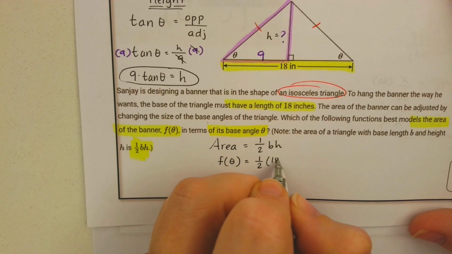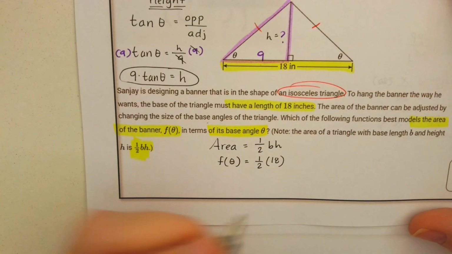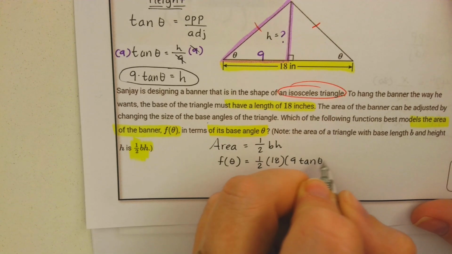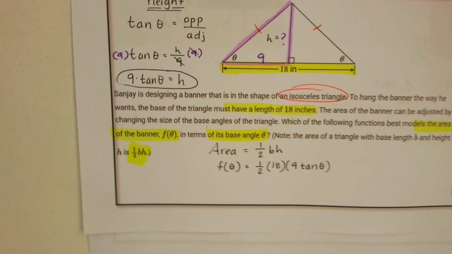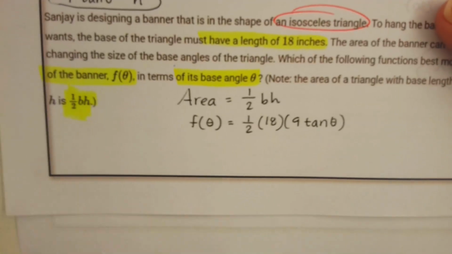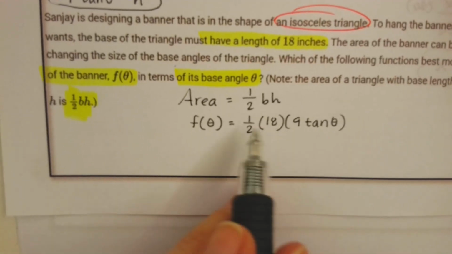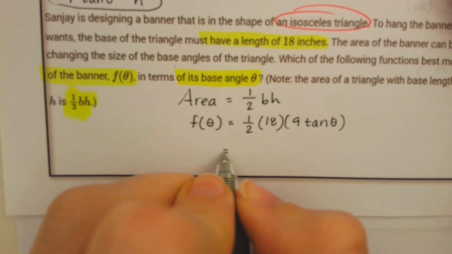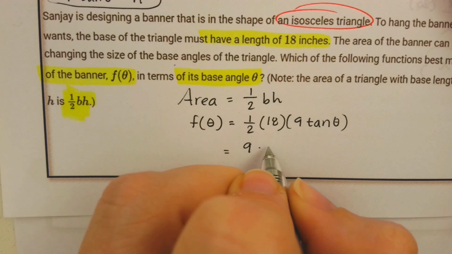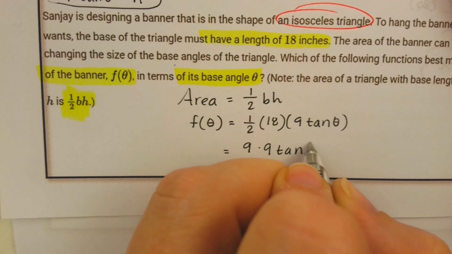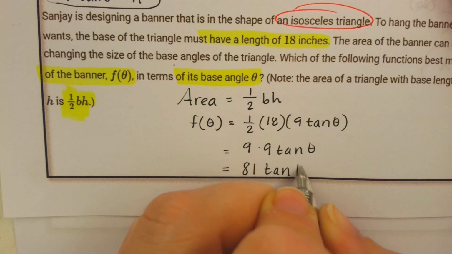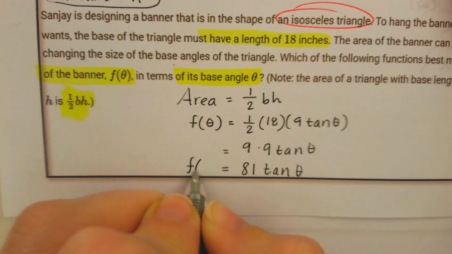What is the height of the whole entire triangle? 9 times the tangent of theta. Now we can simplify a little bit of this. You can take the numbers and multiply them together. A half of 18 times 9. Half of 18 becomes 9, times 9 tangent of theta, which is 81 tangent of theta. Is that one of our answer choices for area? Sweet.